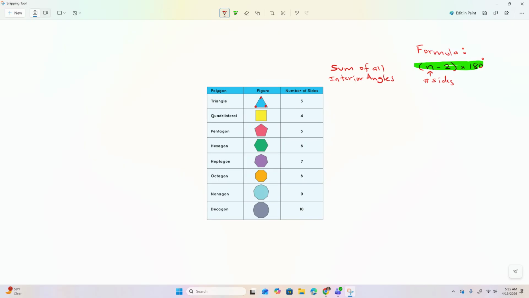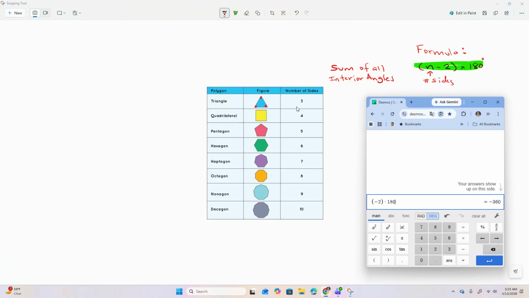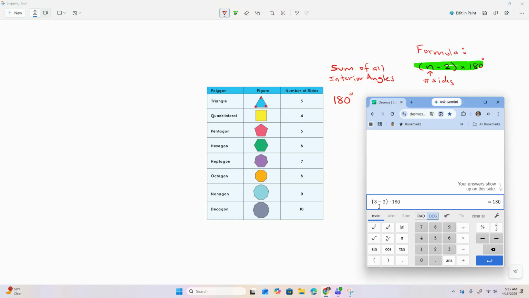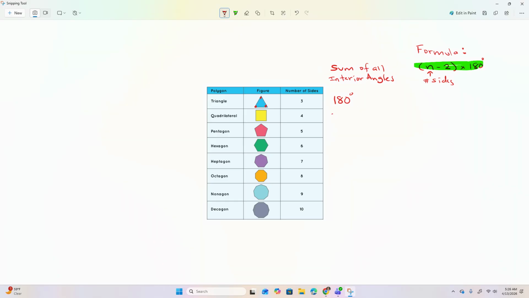Now, this is basically using the calculator, so I'm going to enter how many sides the triangle has, 3. So I'm going to do parentheses 3 minus 2, times 180. And you can see I get 180. So the 3 angles inside a triangle always add up to 180. Now we're going to go to quadrilateral, a 4-sided shape. We're going to do the same thing: how much will all 4 angles inside the quadrilateral add up to? How many sides? 4. 4 minus 2, times 180, you can see it's 360.